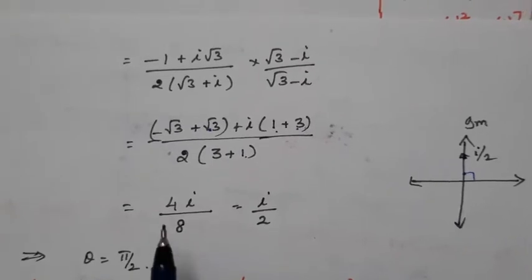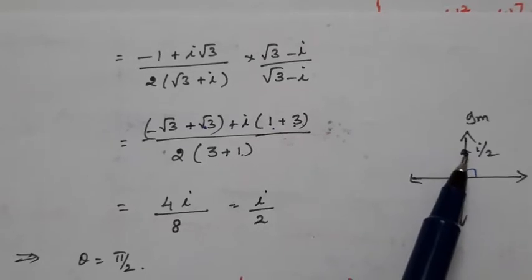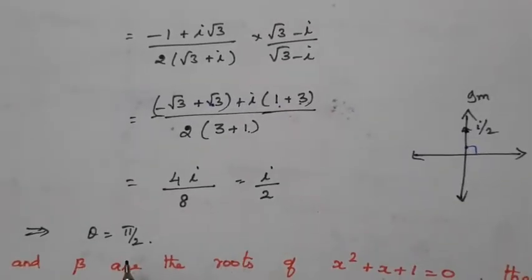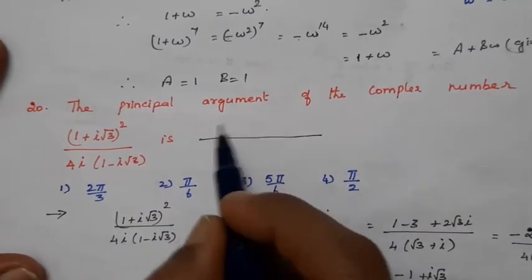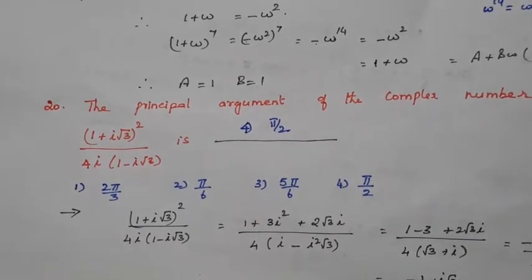So instead of finding alpha etc., as it is purely imaginary and lies on the positive imaginary axis, we can write the principal argument as pi by 2. What is the answer for this question number 20? Pi by 2, which is option number 4. So option number 4, pi by 2, is the answer for this question.